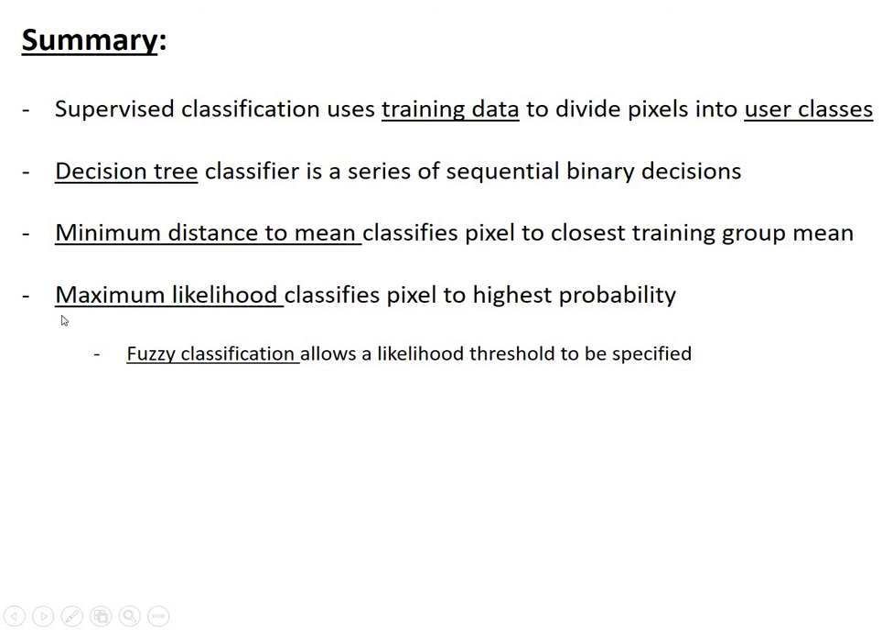Maximum likelihood essentially looks at the training data in terms of a probability distribution and classifies an unknown pixel into whichever user class it has the highest probability of being in. And then fuzzy classification allows us to really set a likelihood threshold in order to decide where pixels should go.